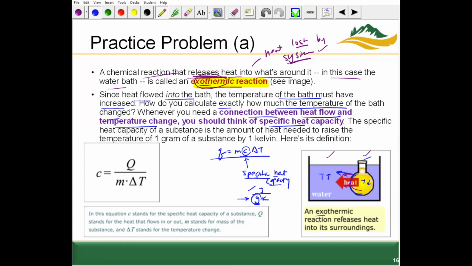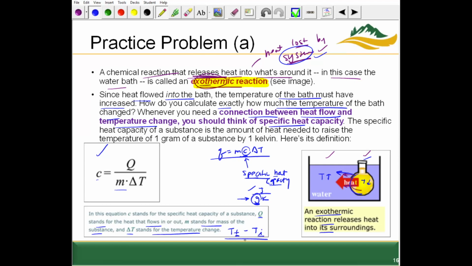So this is an exothermic reaction. It releases heat into its surroundings. We've seen this equation a few times. Based on what we want to solve for, we can rearrange this equation, where Q is the amount of heat that flows into or out of the system, right? We always think about it in reference to the system. That's a review from part 1. m is the mass of the substance. Delta T stands for the change in temperature, where that's always T final minus T initial, or the final state minus the initial state.